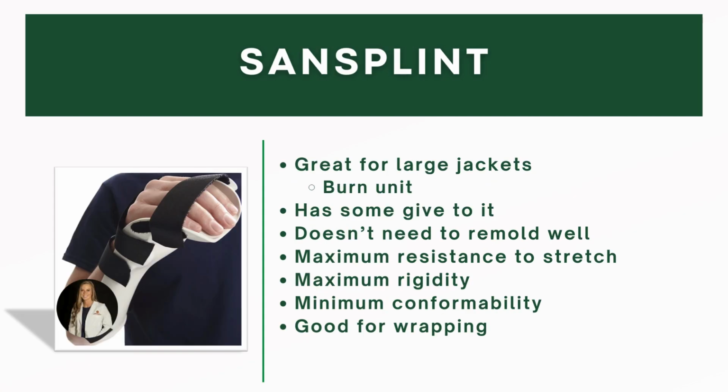Sand splint. So I don't use this type of material a lot, but it is a great type of material for large surface areas. So for the back, lower extremity, the elbow. Also good for patients in the burn unit where you need to place their hand or the involved limb in a functional position to allow for healing. It doesn't need to remold well because of the low conformability and because of the surface area that you can cover with this type of material, but it does have some give to it.